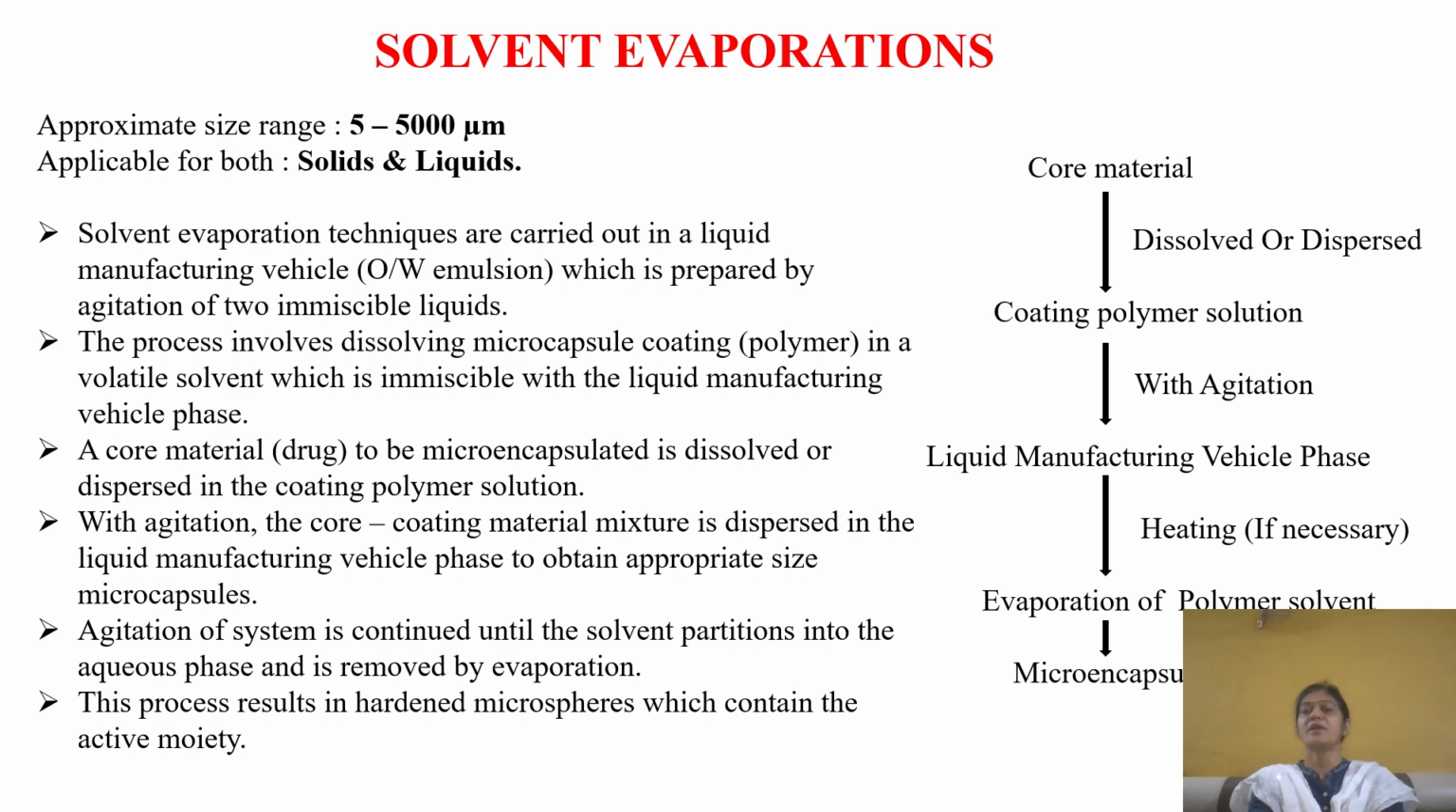Next is the solvent evaporation technique. It is based on the core material first being dissolved or dispersed in a coating polymer solution. Then, with agitation, we add the liquid manufacturing vehicle phase. Heat is applied if necessary, then the polymer solvent evaporates and the microcapsules are formed. The approximate size formed is 5 to 5000 micrometers. It can be applied to both solids and liquids.